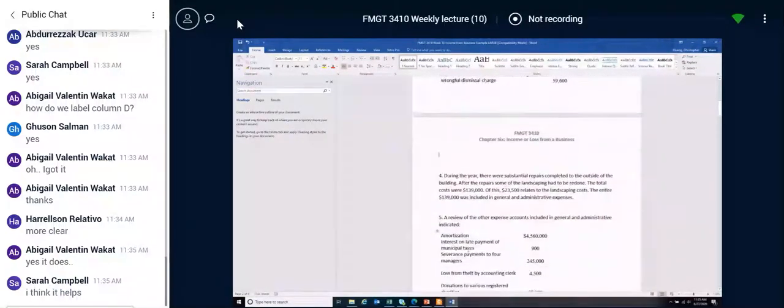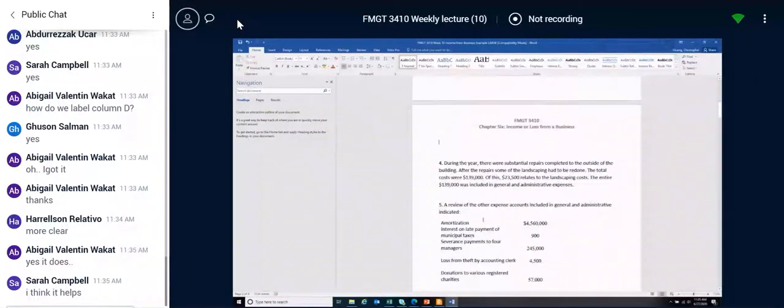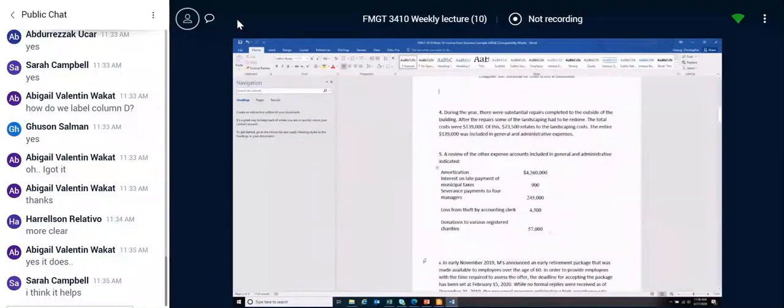Number 5, a review of the other expense accounts included in G&A indicated the following items. Number 1, amortization. You have to remember, we learned in chapter 5, under 18(1)(b), accounting amortization and capital expenditures are not deductible, because we have the CCA regime.